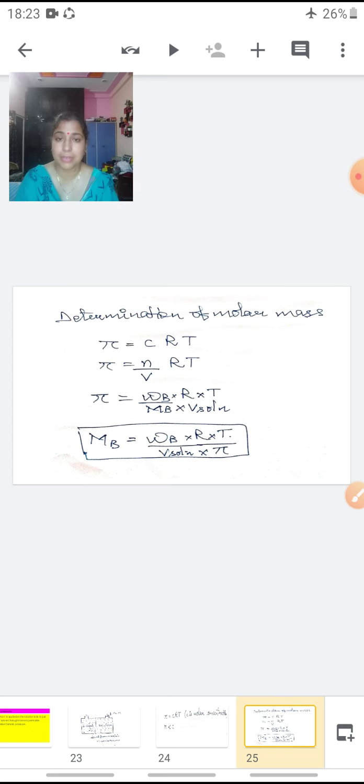Now children, we have completed the colligative properties. All the four colligative properties we have done. Now, in your first chapter, the solution chapter, only one topic is left, that is the Van't Hoff factor.